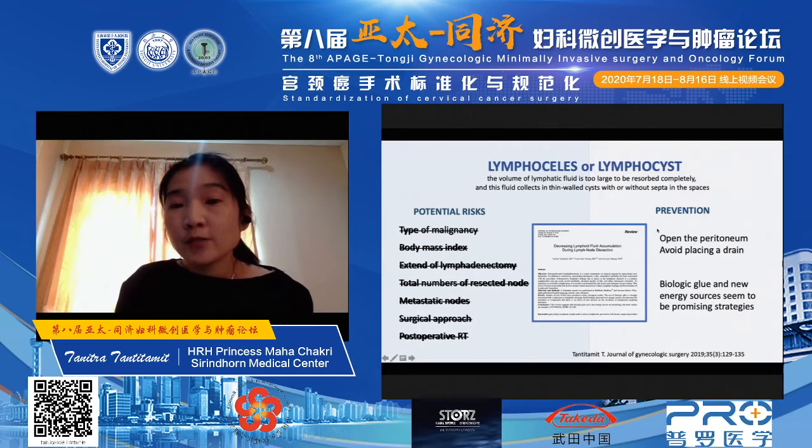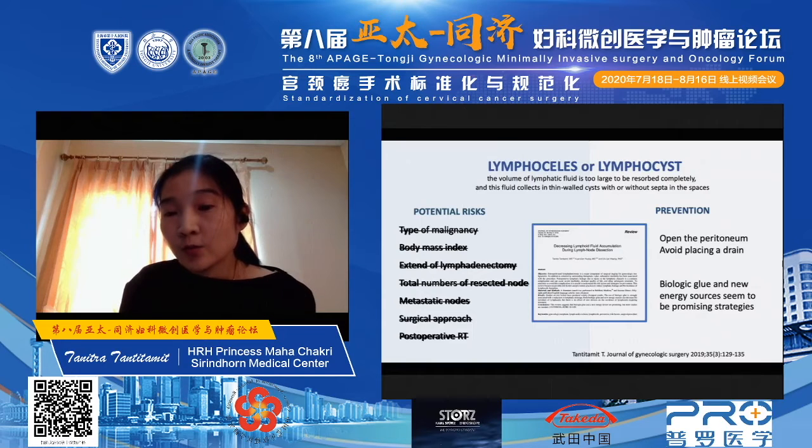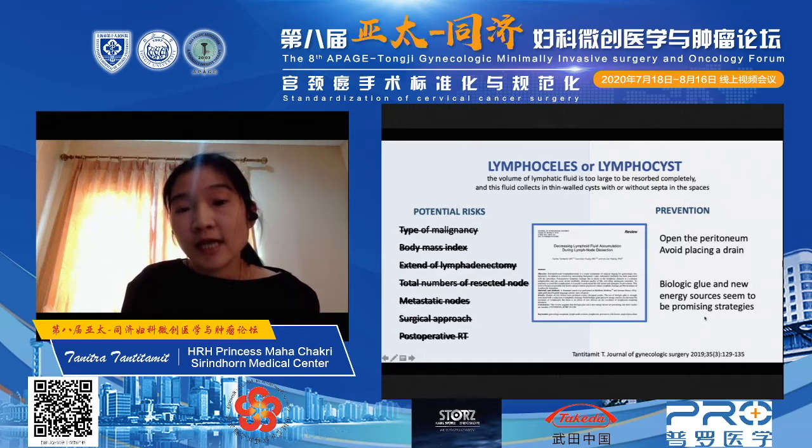However, the way to prevention now is recommended to leave the peritoneum open and avoid placing a drain. There are two strategies which show promising results. These are biological glues and using a new energy source, and the study shows it could decrease the incidence of asymptomatic lymphoceles. But this is only a small sample size study. A larger randomized controlled trial is needed.